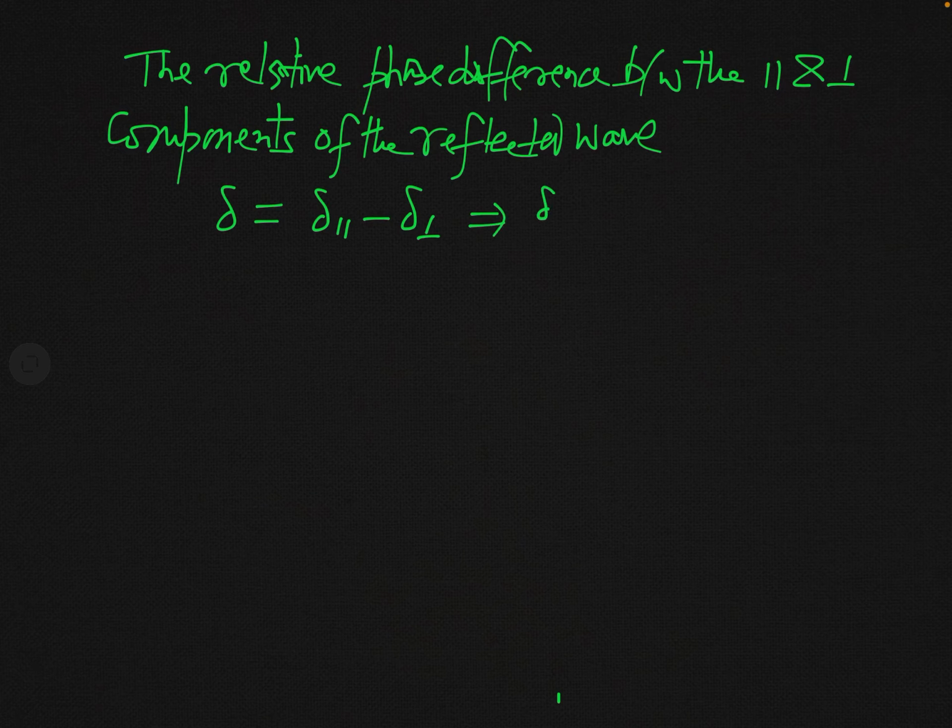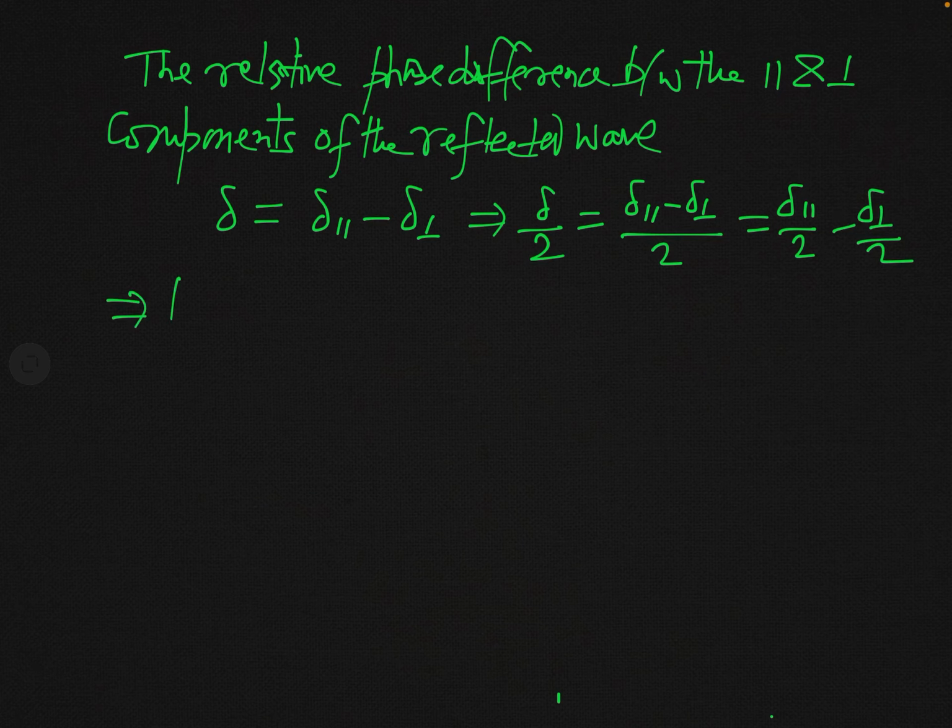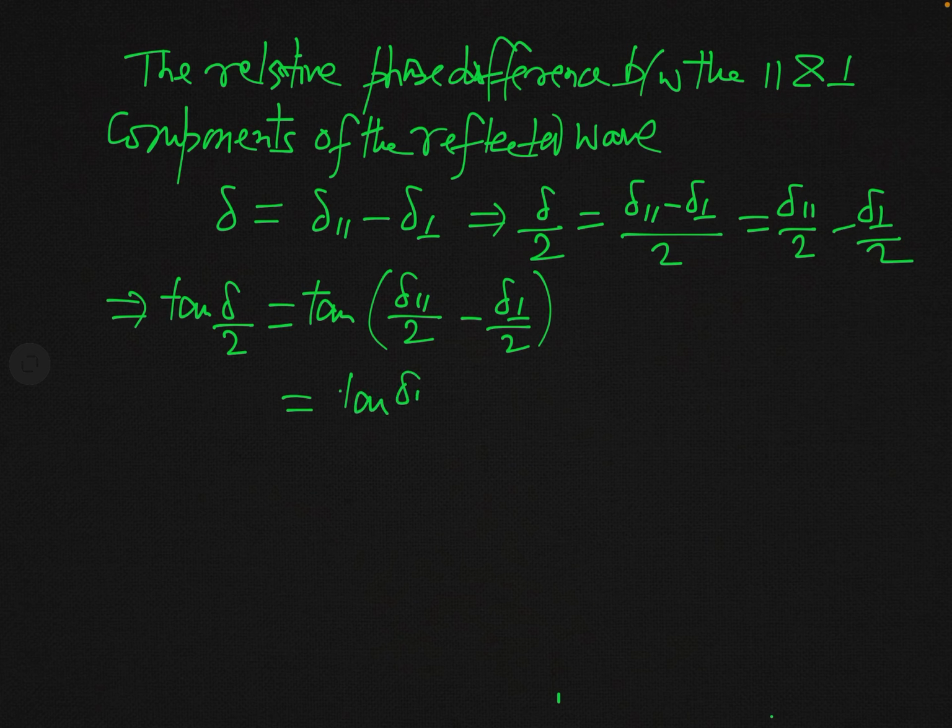If the relative phase difference between these two components is delta, then this delta is simply delta parallel minus delta perpendicular. And from here this can be written as delta over 2 equal to delta parallel minus delta perpendicular over 2, which can be written as delta parallel over 2 minus delta perpendicular over 2. And so you can write this expression as tan delta over 2 equal to tan of delta parallel by 2 minus delta perpendicular by 2.